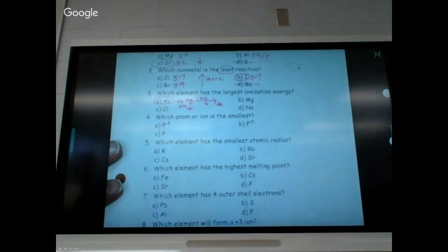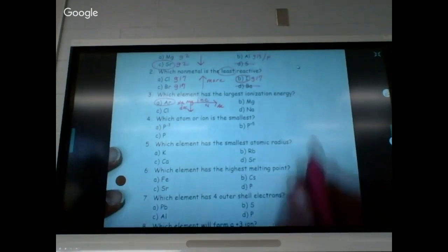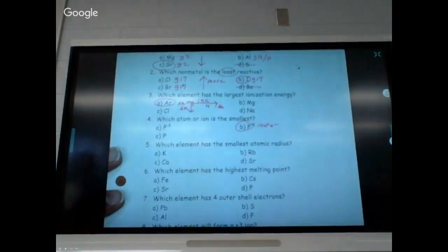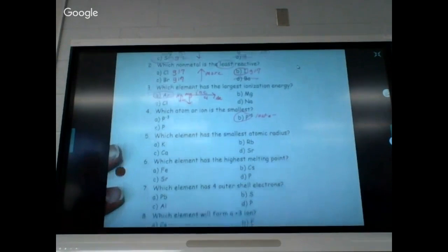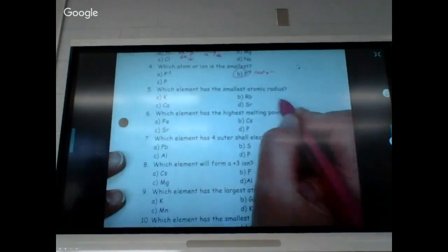All right. Which atom or ion is the smallest? That's right. That means it lost electrons. It's got to be that one. All right. Smallest radius. What happens as we go across?